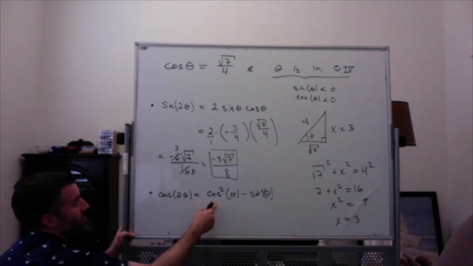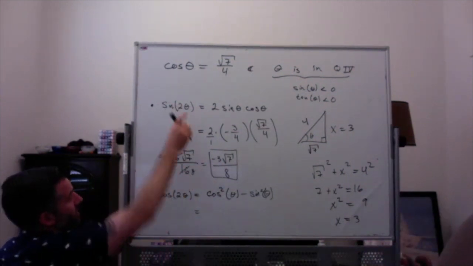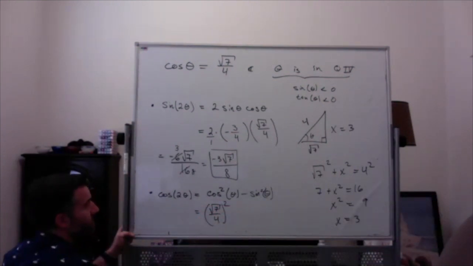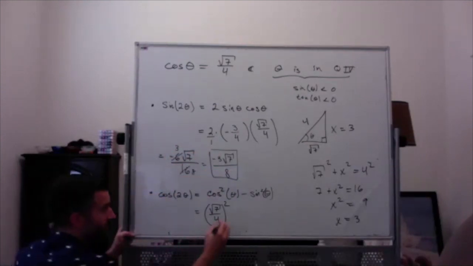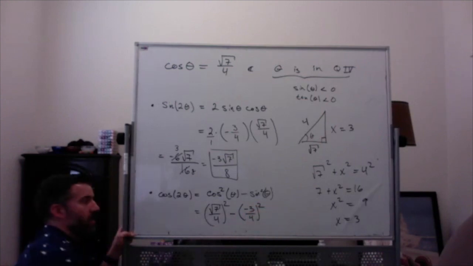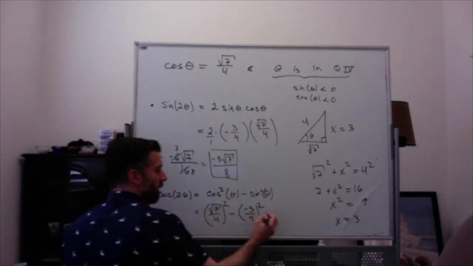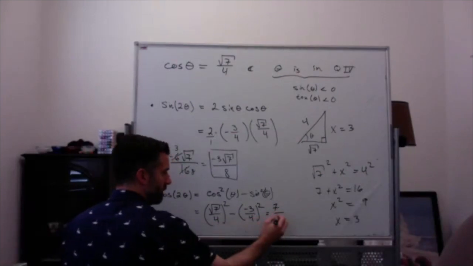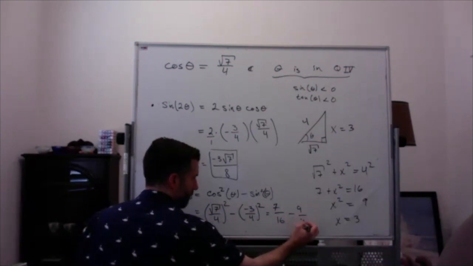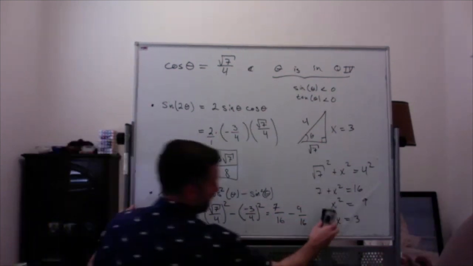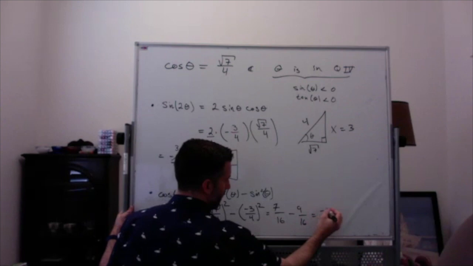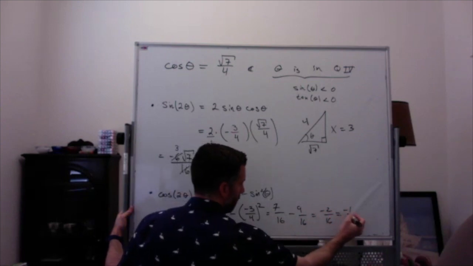So then cosine of theta was root 7 over 4, so it's going to be root 7 over 4 quantity squared. And then sine of theta we found to be negative 3 over 4, so it's minus negative 3 over 4 squared. Simplifying that, square root of 7 squared is 7, 4 squared is 16, minus negative 3 squared is 9, 4 squared is 16. And then erasing some of this work over here so I have a little more room. 7/16 minus 9/16 is negative 2/16, which reduces to negative 1/8.